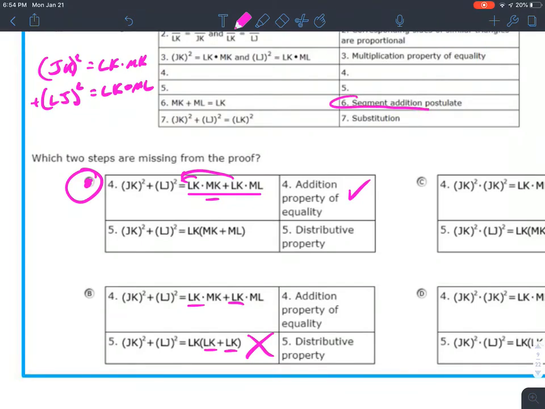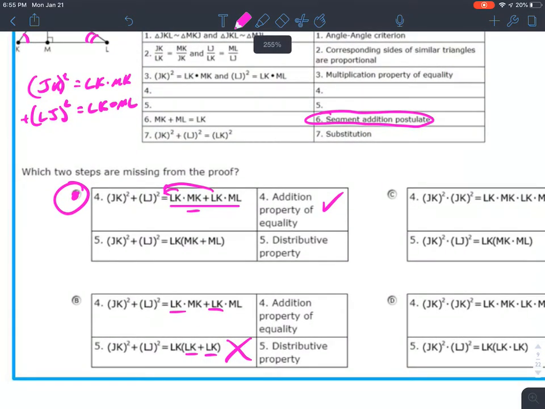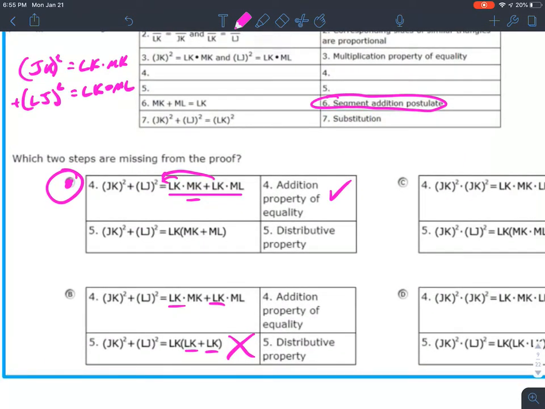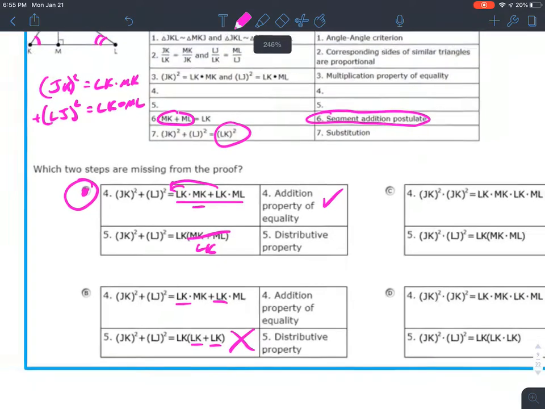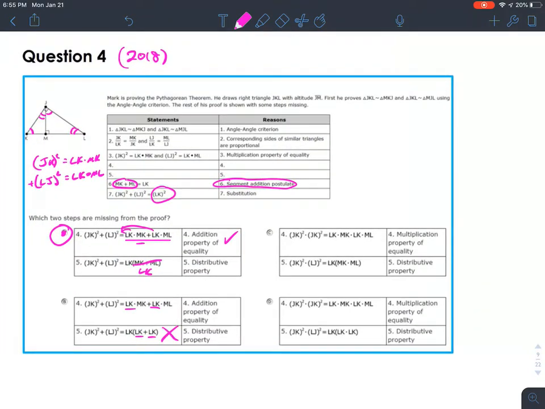This says the segment addition postulate, which is independent of this. So once you know that fact, notice how this is the same as this. So you can substitute one for the other, replace it with an LK. If you replace this with an LK, you get LK times LK, which is LK squared. So A is the best option for this. This is by no means an easy proof.